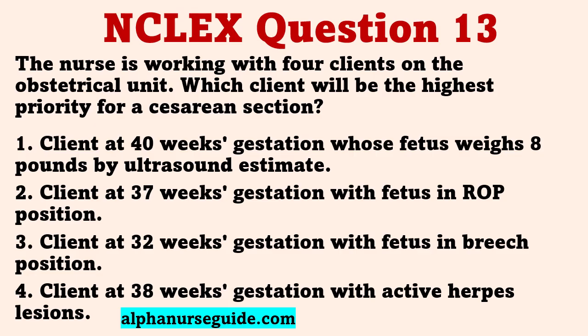The client carrying an infant weighing 8 pounds will be given a trial of labor before cesarean. The client with a fetus in the right occiput posterior position will have a slow labor with increased back pain, but can give birth vaginally. The fetus in a breech position still has many weeks to change positions before being at term. At 7 months gestation, the breech position is not a concern.